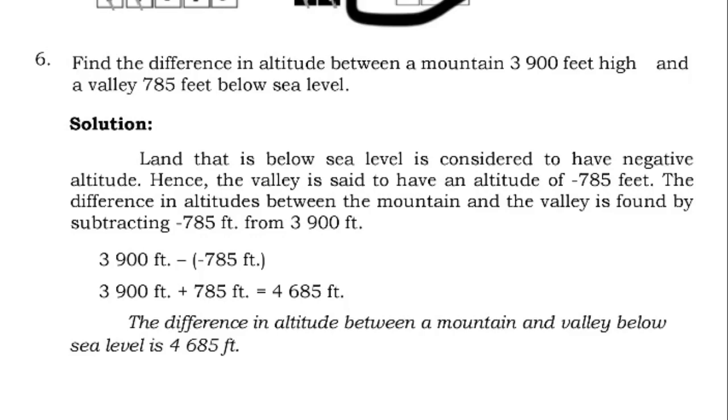Then, you're going to keep 3,900 feet. Change the minus sign to plus. Then, you're going to change the sign of negative 785 to positive 785. So, you're going to have 3,900 plus 785. So, the answer here is 4,685 feet.